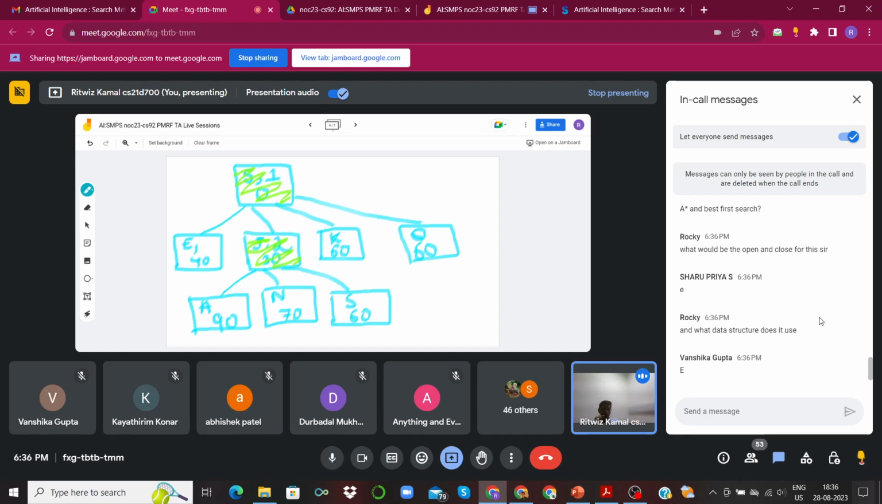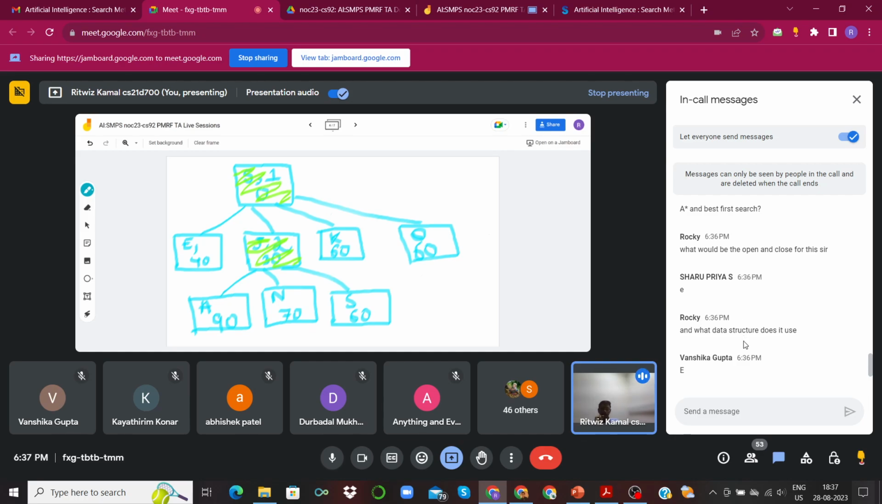What would be open and close for this? For that, I would refer you to the actual pseudocode or the algorithm for each of these methods that must be there in the lecture notes by Bhaskar sir. So I encourage you to check that out. And if you're comfortable with programming, you can even try to implement this particular algorithm, and that will be a really good way to understand it well.